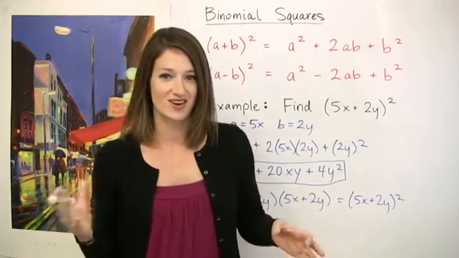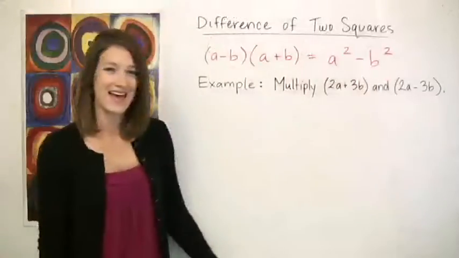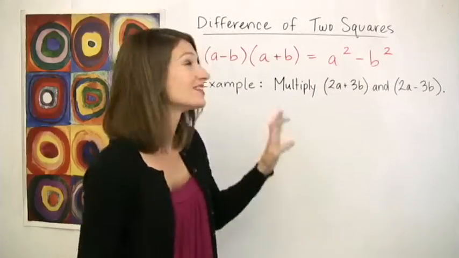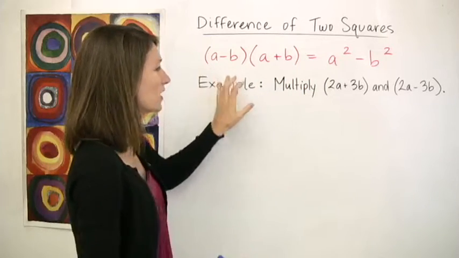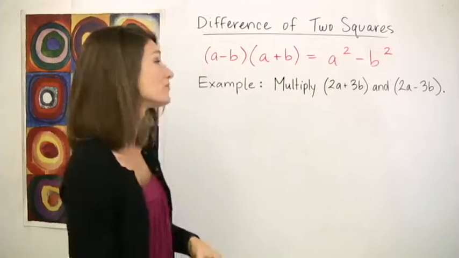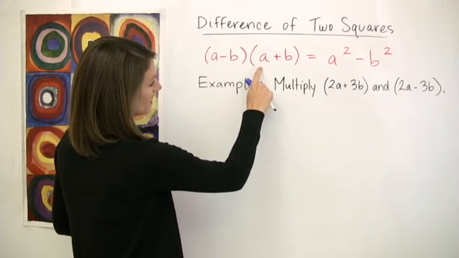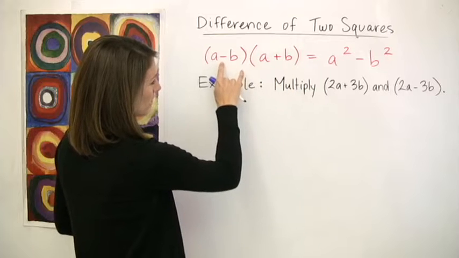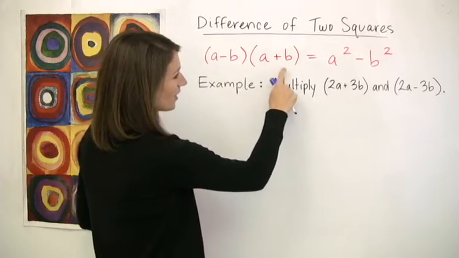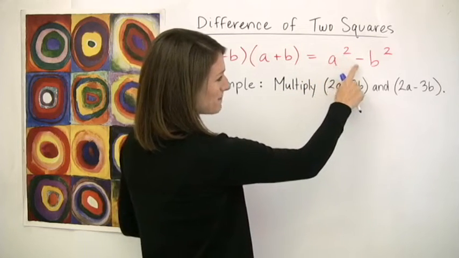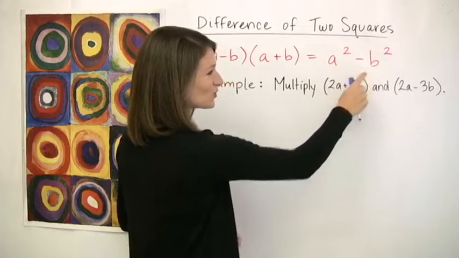So now let's discuss our last special product, which is the difference of squares. Our second special product is the difference of two squares. And this is found when you multiply two binomials that only differ in the sign. So a minus b times the quantity a plus b. We have two different operation signs here. And when you find this product, you get a squared minus b squared, which is the difference of two squares.